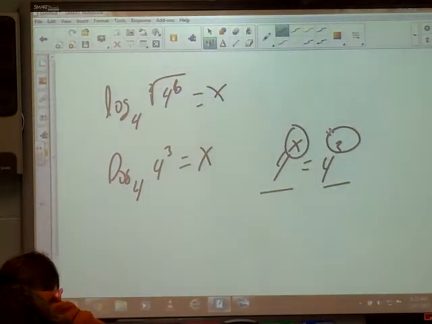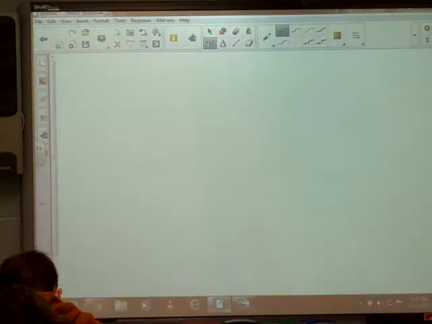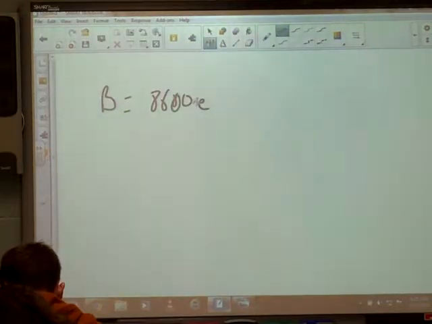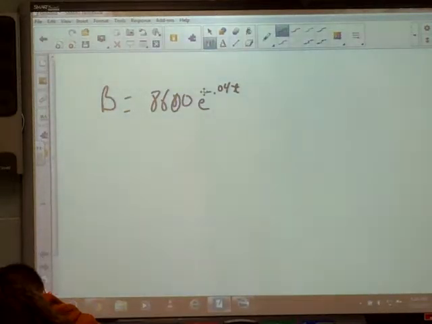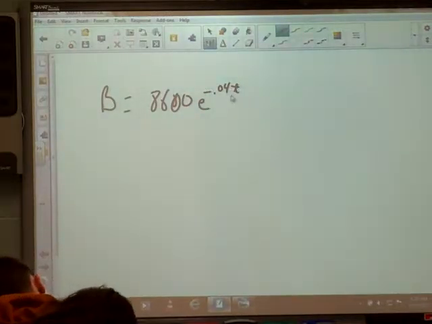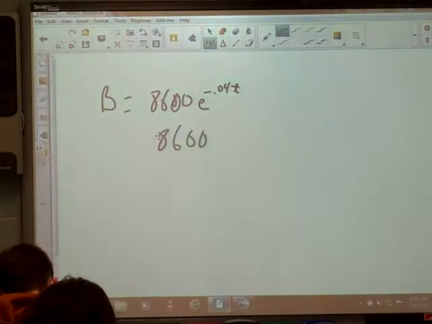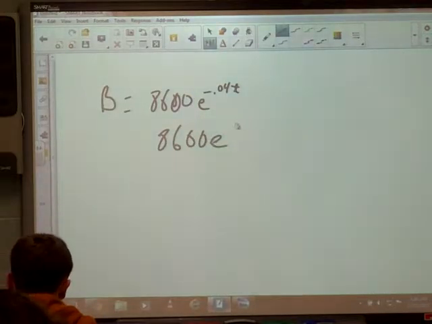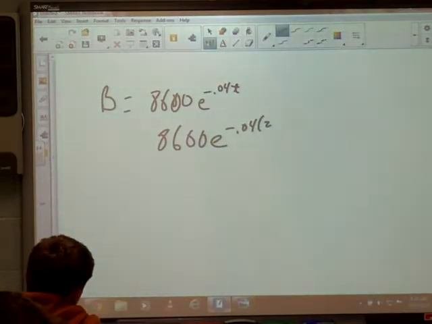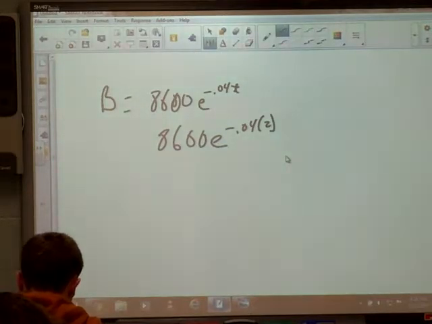Alright, 17. Number of acres in a landfill. That's a lovely topic. It's given by the function b equals 8600 times the number e to the negative 0.04t power, where t is years. How many acres will the landfill have after 2 years? So you're plugging a 2 into the t spot. Just like that earlier problem, you've got to do 8600 times the number e to the negative 0.04 times 2 power. Looks like we're rounding to the nearest whole acre.